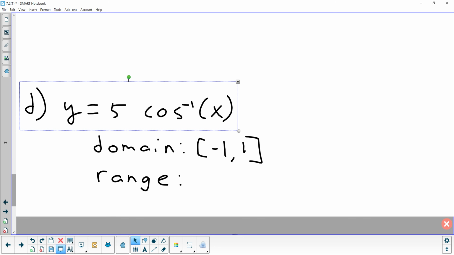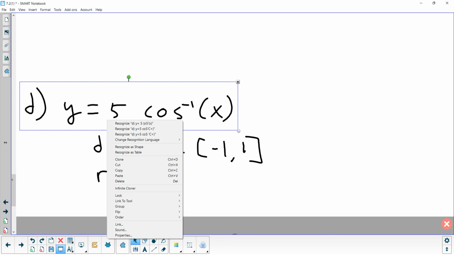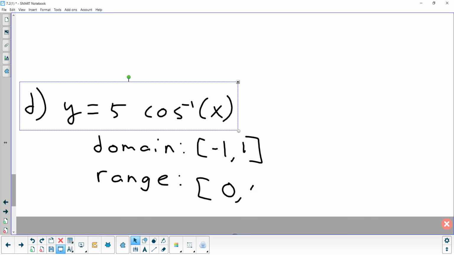Now the range is going to be multiplied by 5. Ethan, what's my original range for inverse cosine? 0 to pi. Yeah, 0 to pi. And you're stretching that 5 times as big. So it's going to be 0 to 5 pi. And that's it. So any questions on finding domain and range of an inverse trigonometry function?